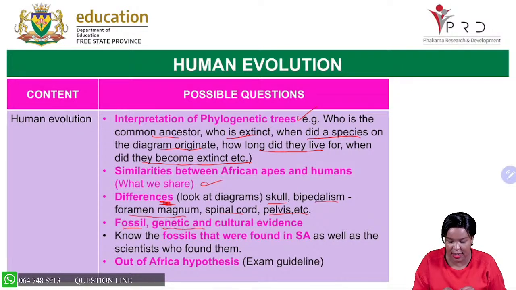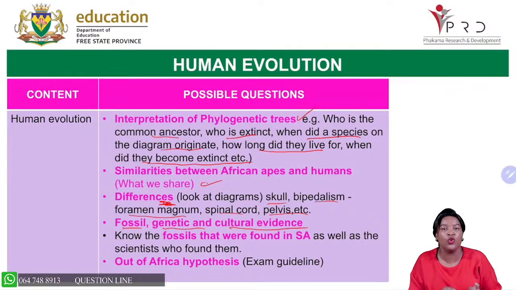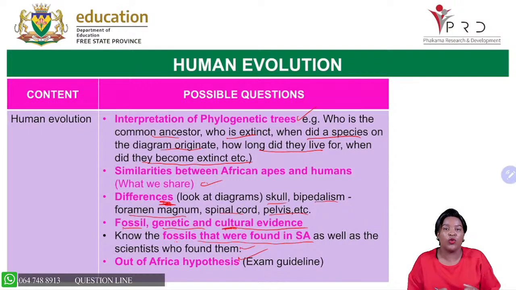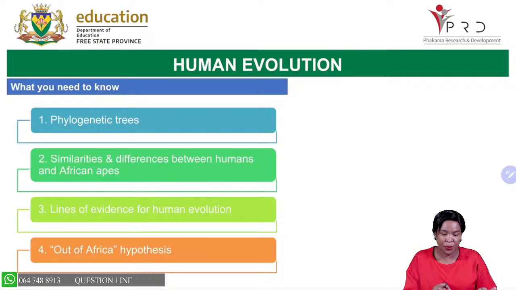Then fossils, genetic and cultural evidence that was used as evidence for human evolution. Then you must know the fossils that were found in South Africa as well as the scientists who found them, make a table. Then you must know the out of Africa hypothesis. So let's get on with it.